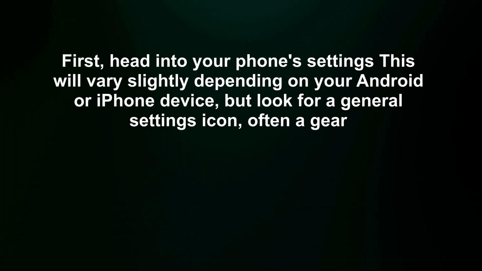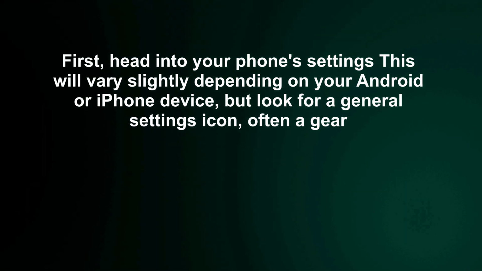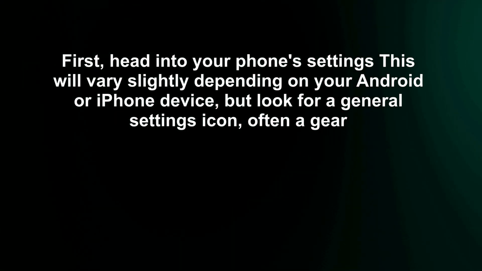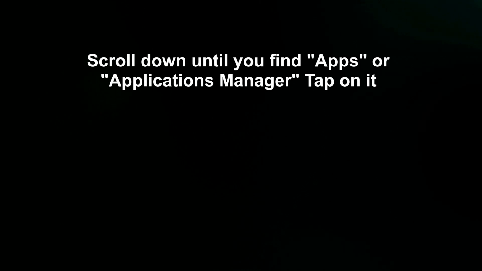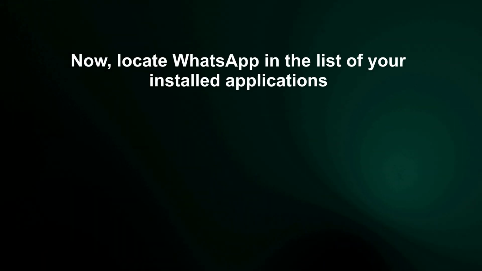Is WhatsApp acting like you only have a handful of friends? First, head into your phone's settings. This will vary slightly depending on your Android or iPhone device, but look for a general settings icon, often a gear. Scroll down until you find Apps or Applications Manager. Tap on it. Now, locate WhatsApp in the list of your installed applications.